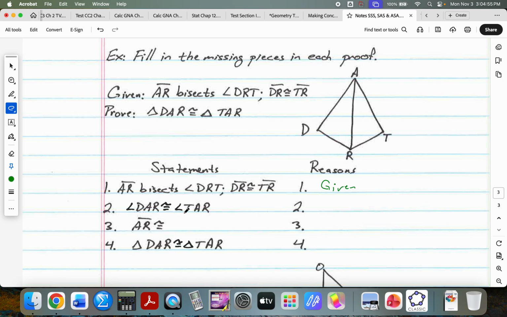Then it tells me that angle DAR, D to A to R. If you're not sure what angle that is, trace it. D to A to R. That's this angle right here. Is congruent to angle TAR. That's this angle over here. I can't just say they're congruent because it would be nice if they were. But notice what we have here. AR bisects DRT.